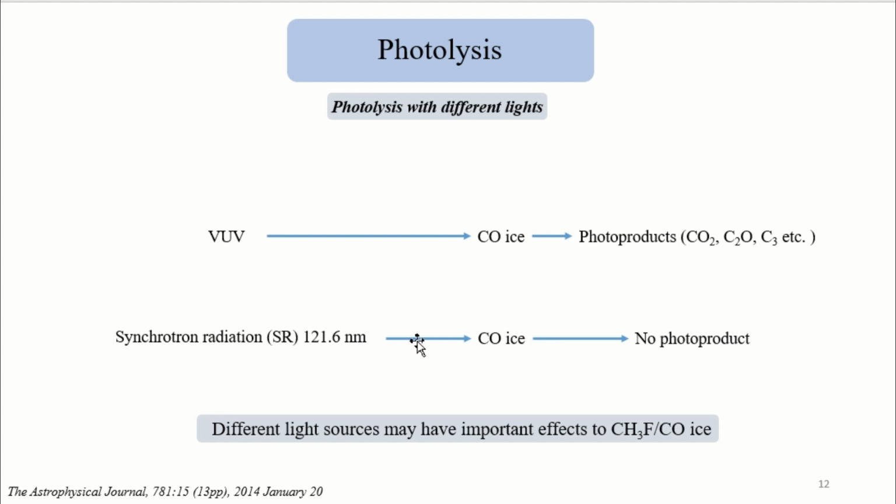After the photolysis, there is no photoproduct formation. It can be explained as synchrotron radiation penetrating the CO ice at 121.6 nanometer. So different light sources may have an important effect on the ice sample.